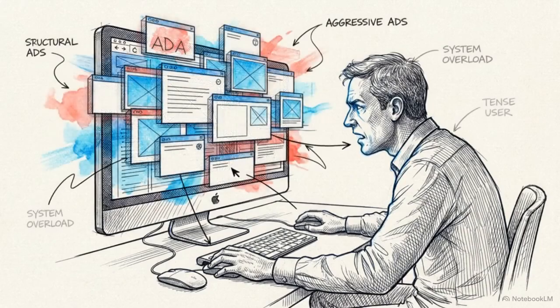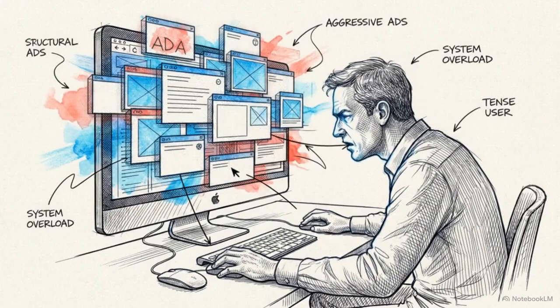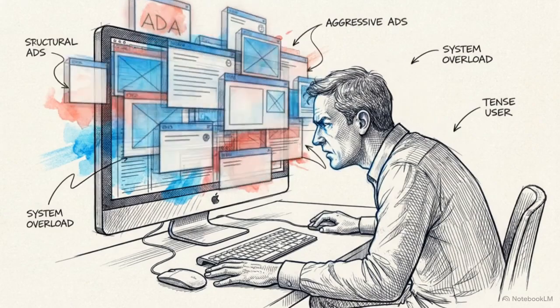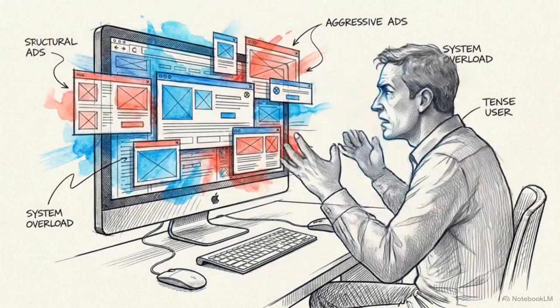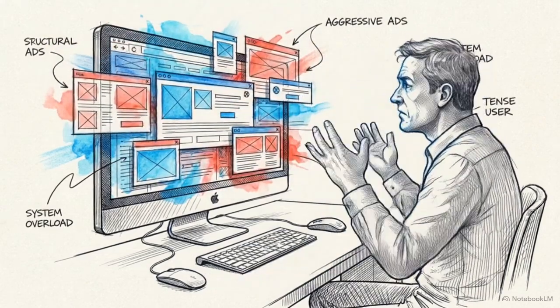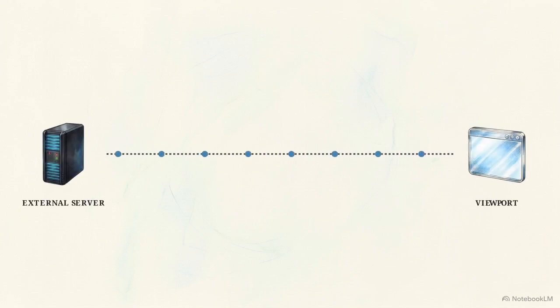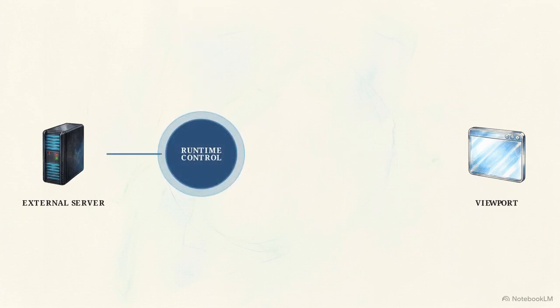This is the default state of the internet. Browsers are passive clients, forced to execute and render code exactly as an external server dictates. To gain supremacy over this cycle, we have to look at interception. By weaponizing local APIs, a browser can intercept and filter incoming data packets before they ever reach the viewport. We are deconstructing the architecture of a browser modification tool designed to reclaim this runtime control.